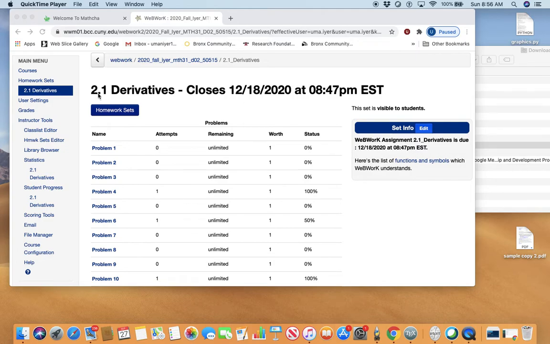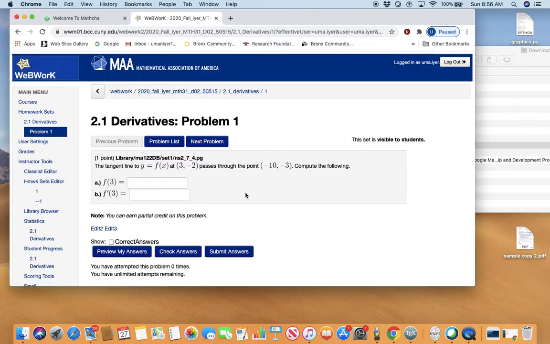Now we start working on web work problems from section 2-1, derivatives. Problem 1, for me: the question says the tangent line to this curve at this point passes through the point. The question is to compute the following: f at 3 and f prime at 3.